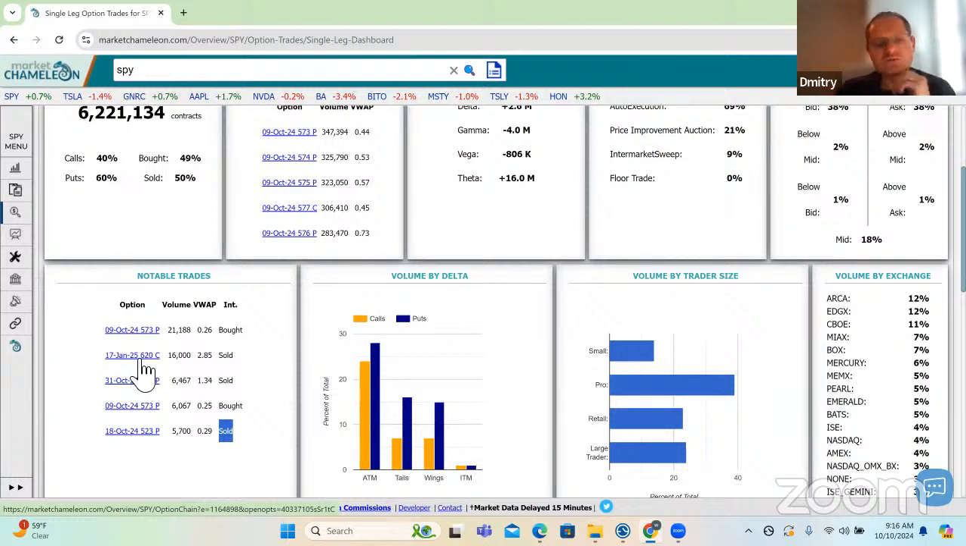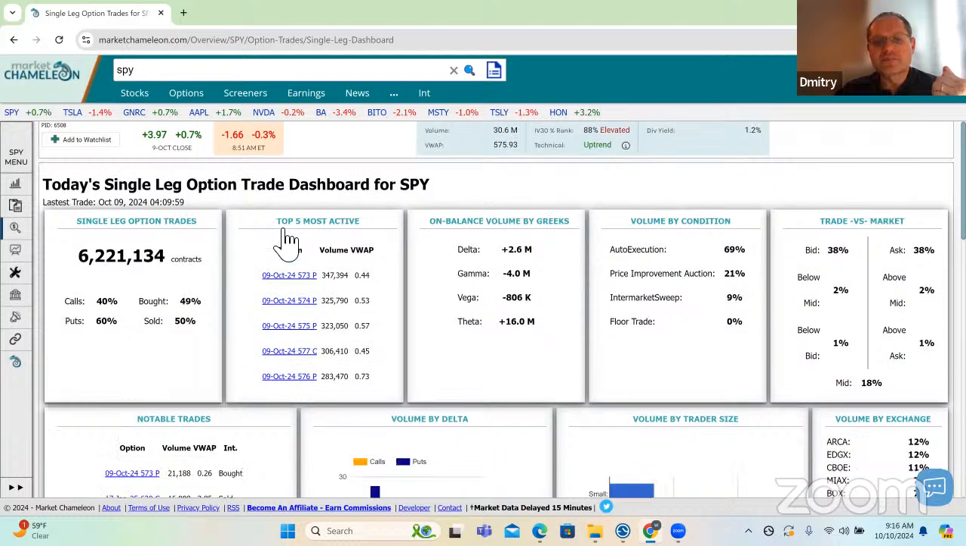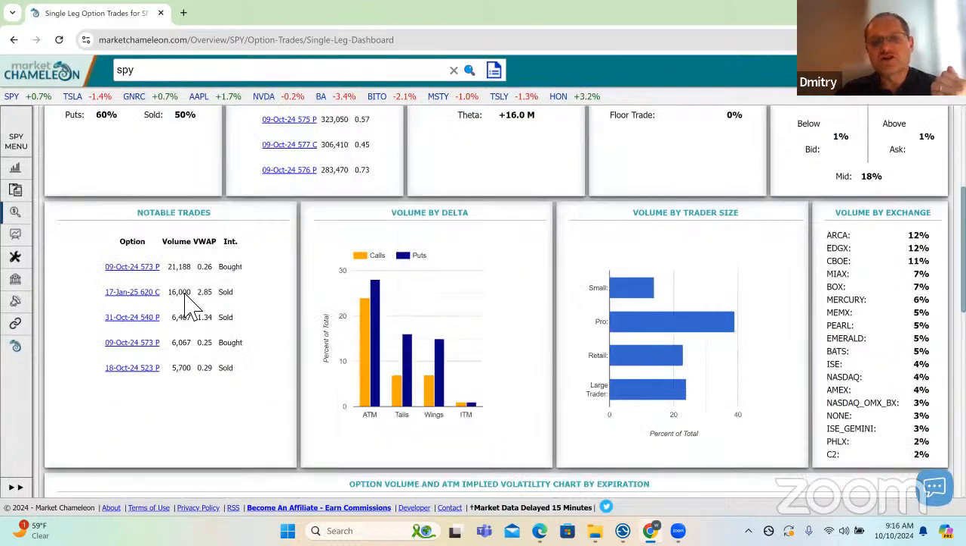And we could see quickly what we think happened. So the January 17th, it was a 620 call, right? So right now the stock's 577, and this is a call strike that's above where the stock is trading. And it looks like 16,000 contracts traded for an average price of $2.85, and it was coming in from the sell side.